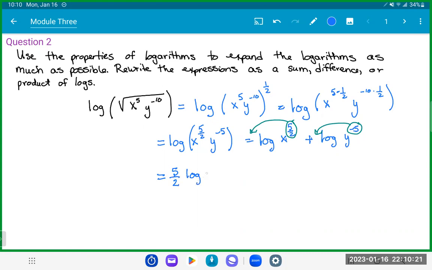5/2 log of x. We're going to bring this -5 down to the front, so that gives me -5 log y. And so that is what Mobius is looking for as your solution here to this one.